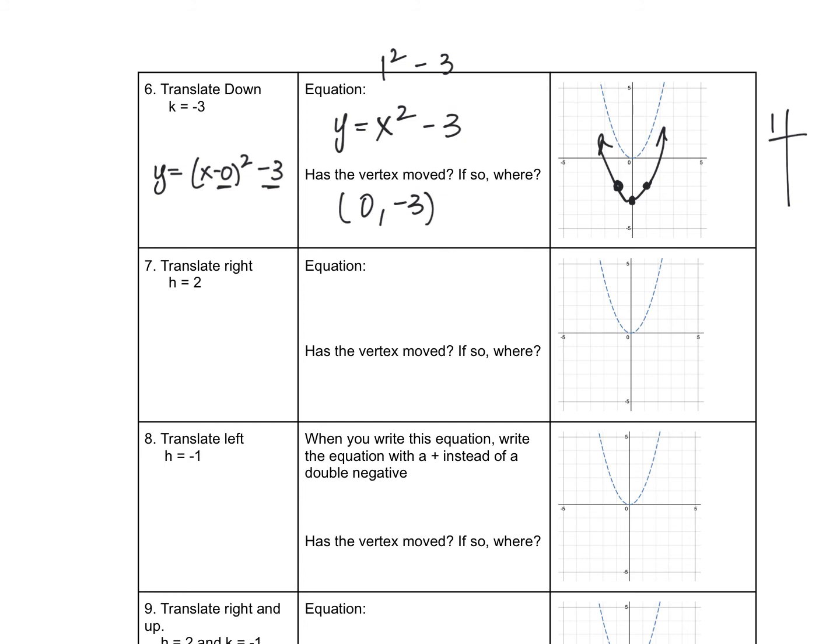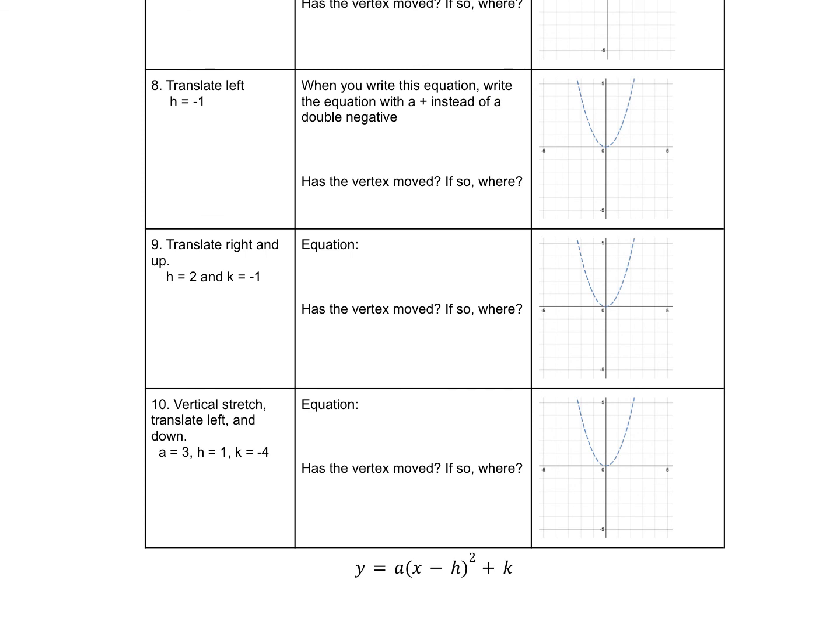All right, if we translate right, your rule looks like this. y equals x, okay, if I go right, it's like this, minus 2 squared. All right, now the vertex definitely has moved. It moved to the right. Okay, so here's my original vertex. It's going to move to the right 2 spots, and then it's still going to go up in the same shape. And the vertex is now going to be 2, 0. I went 2 to the right.